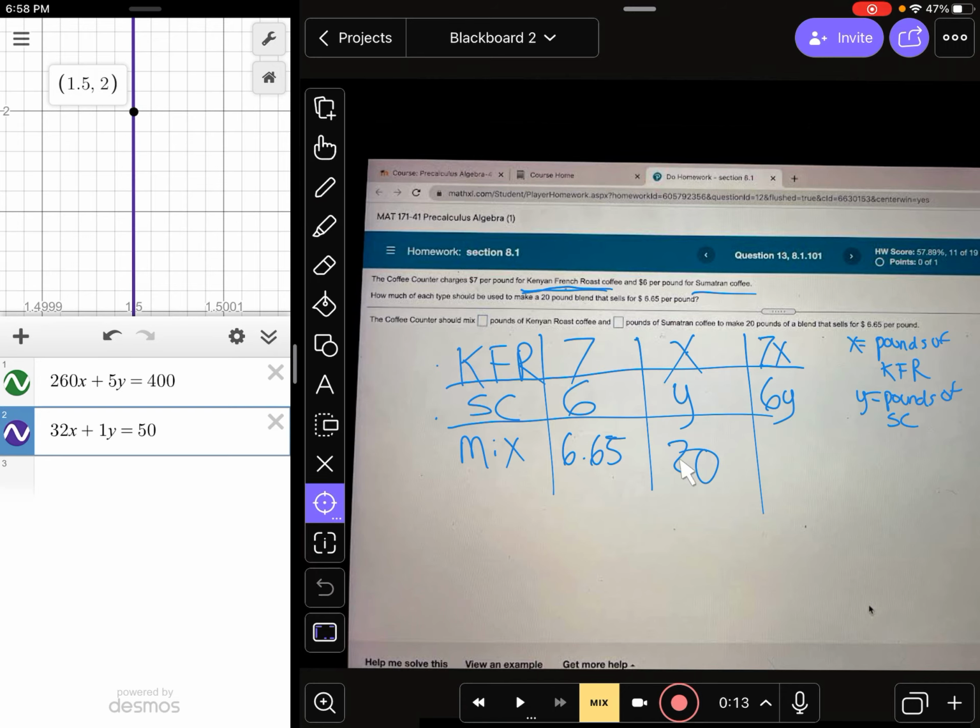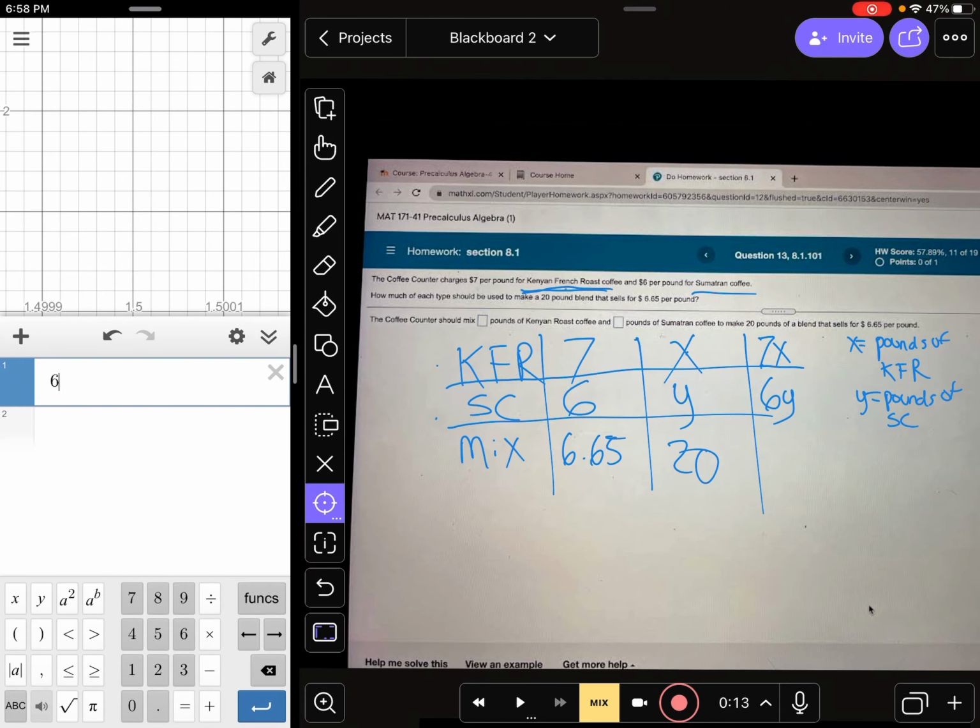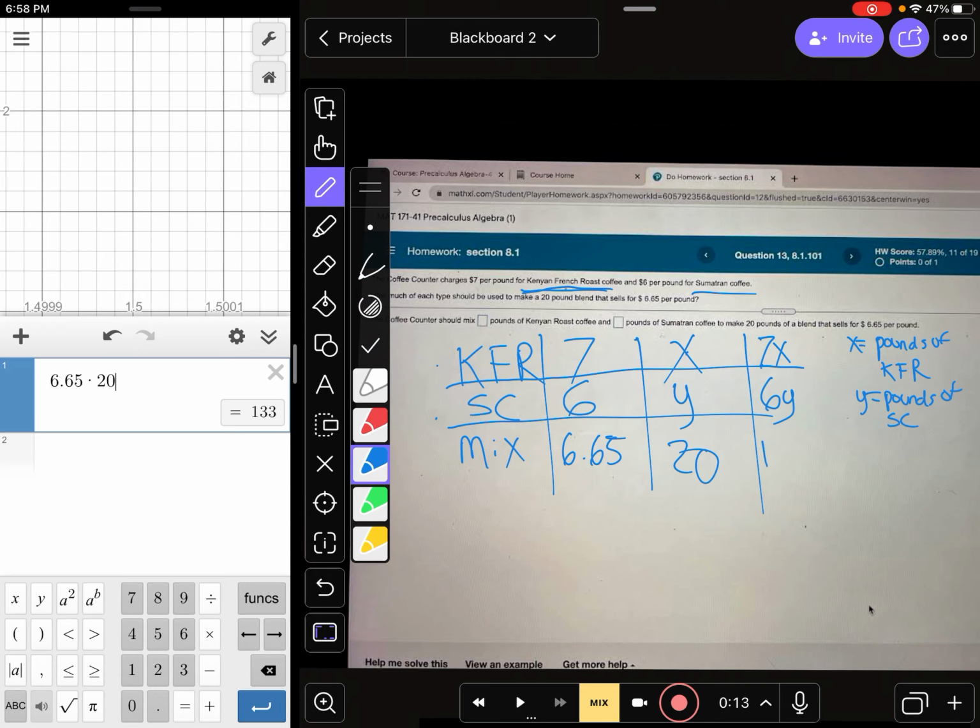And I can multiply these right here together. 6.65 times 20. 6.65 times 20 is 133. Yeah, 133. Okay. So that's going to be the total cost of your mix. We're going to have 20 pounds at $6.65 per pound. It's going to be $133.